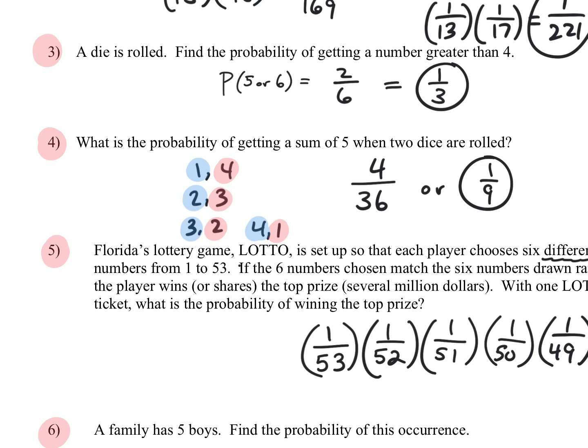On number 3, they tell us that a die is rolled. Find the probability of getting a number greater than 4. Well, that's the probability of getting either a 5 or a 6. So there's 2 out of 6 total options. Our probability would be 1/3.